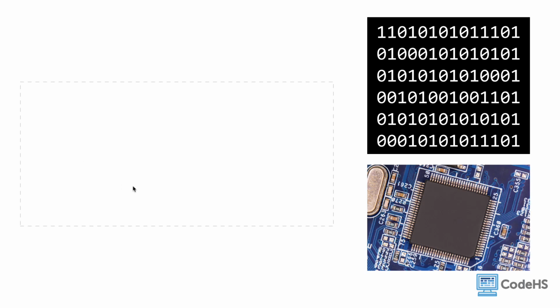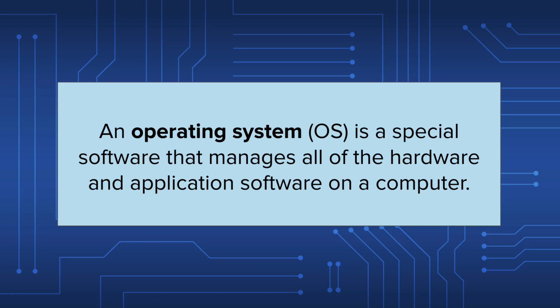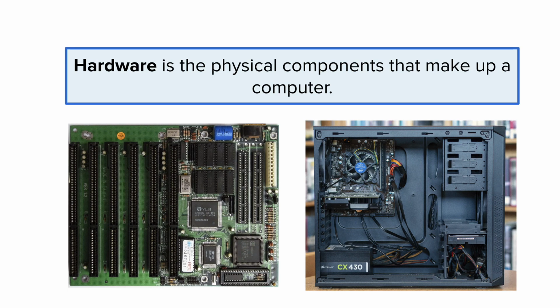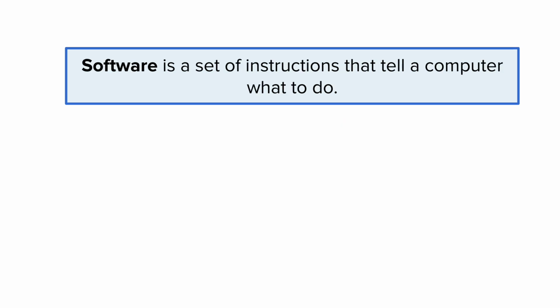So, what is the magic behind this process called abstraction? It is your computer's operating system. An operating system, or OS, is a special software that manages all of the hardware and application software on a computer. Let's dive a little bit deeper into this definition to better understand the relationship between a computer's OS, its hardware, and its software. Hardware is the physical components that make up a computer. This includes things like the computer's CPU and motherboard.